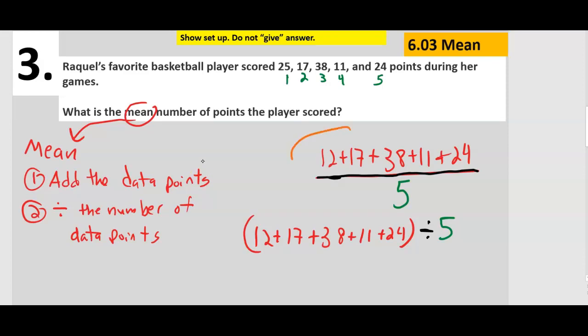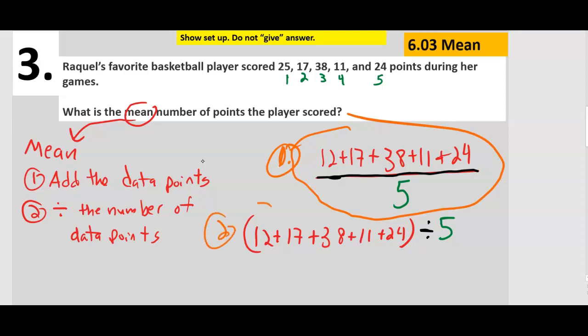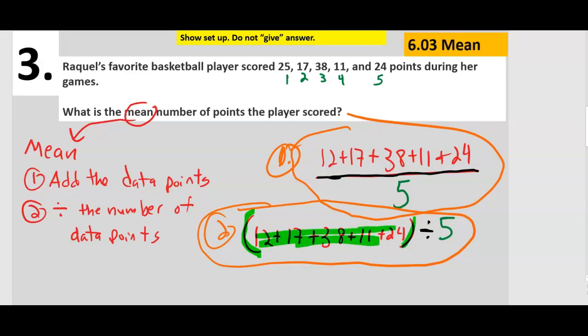As you see in this first example, here, I'll put a 1 by this in the orange. Just add them all up, divide by 5. Or maybe you like to look at it this way. Remember your order of operations? Do everything inside the parentheses first. Boom, boom, boom. Add them up, and then divide by 5. Cha-ching, next.